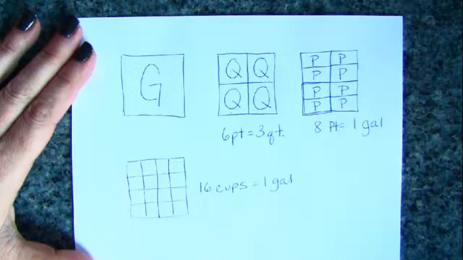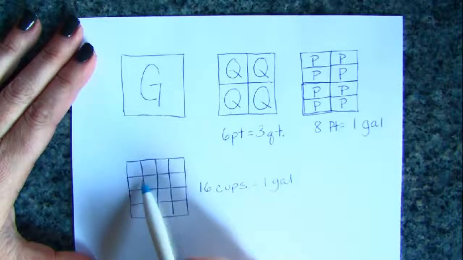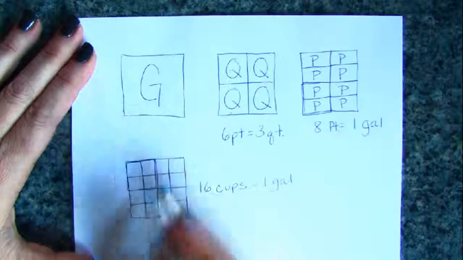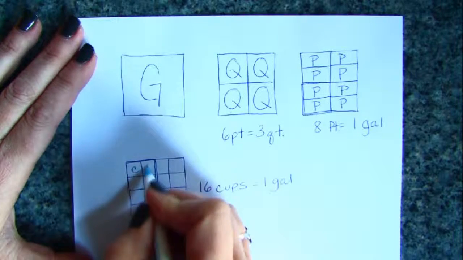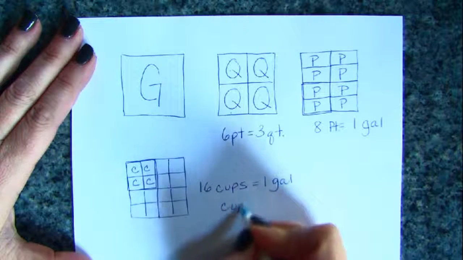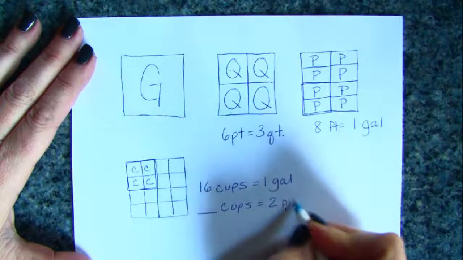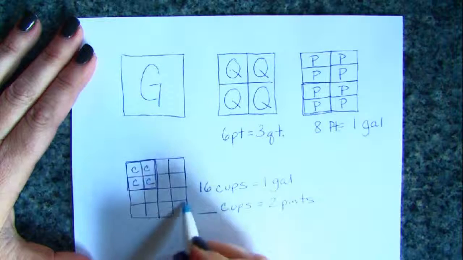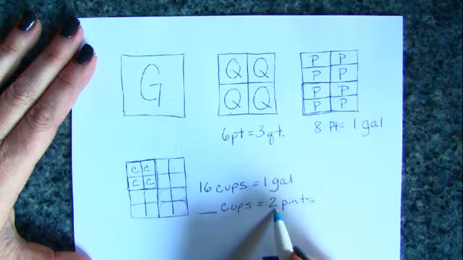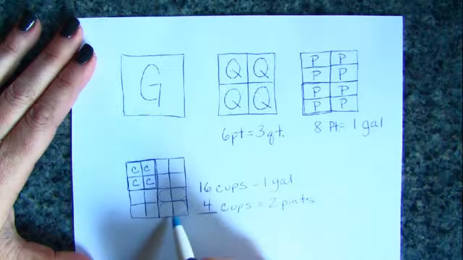How many cups are in a quart? Here's our quart. Outline that, highlight it, use a different color, shade it. There's 4 cups in a quart. How many cups are there in 2 pints? Here's a pint. Here's a pint. 2 pints. 1, 2, 3, 4. 4 cups in 2 pints.